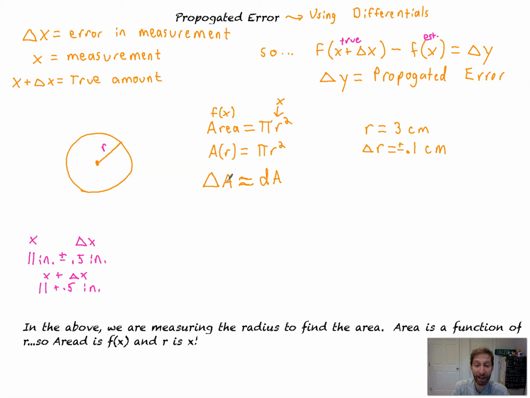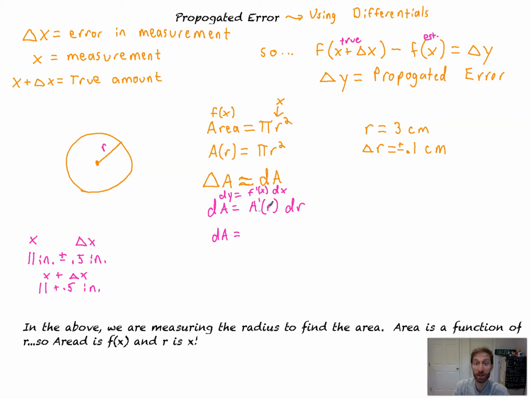And so delta A, we know, is approximately dA, right? It's approximately a small change in A. Okay, where do we go from here? Well, we know that dA is equal to the derivative of A, so that'd be A prime of r, times dr. Just like it was dy equals f prime of x dx that we saw in that last little part of the video. Okay, so what's dA? That's going to be your propagated error. That's the amount we're off by, the change in the error between the true value and the estimated value, the value we got when we measured.